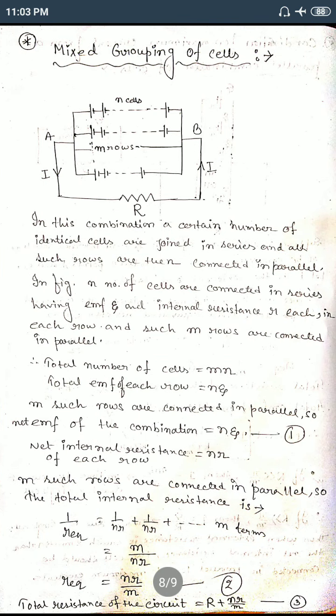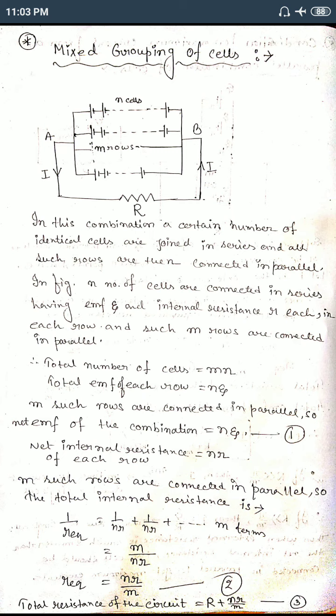Now, mixed grouping of cells, that means series and parallel both mixed together, and here also we find out the condition for maximum current. So first we find out the expression for I, then we find out the condition for maximum current of this mixed grouping of cells. In this figure, you see that n number of cells are connected in series, and this n number of cells are joined in m rows. M number of rows are there connected in parallel.